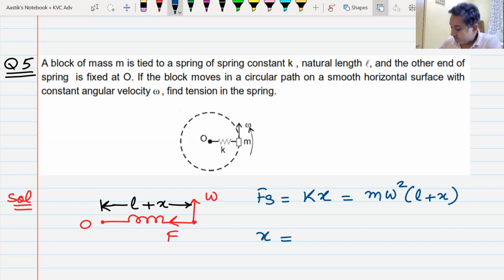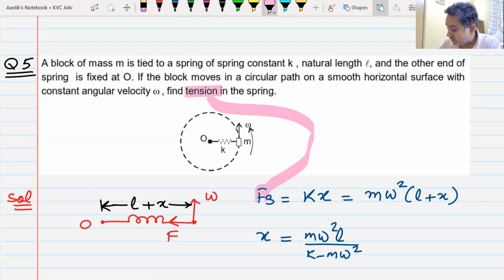Tell me the value of X. M omega square L upon K minus M omega square. This is X, but they have asked you the tension in the string. The tension in the string is the force in the string. Force in the string is K into X. So you multiply this thing by K, and that is your answer, my dear friend. Do we understand this?